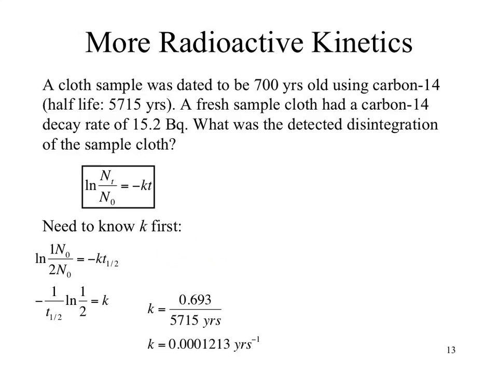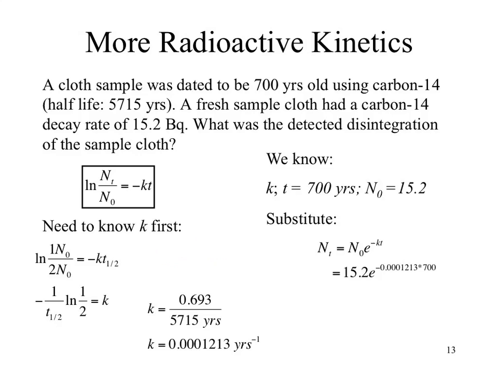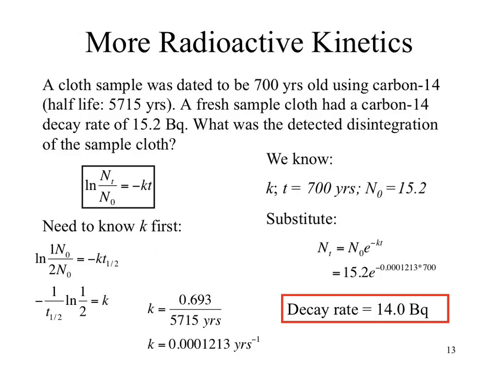Once we have the rate constant, now we can go back to solve what the initial question was. We want to know N sub T for this older sample. Okay, so what we can do, we know K, we know T. Our T in this case is 700 years because that's the age of the sample being tested. And we know our N sub 0 is our 15.2 becquerels. Plug our numbers in. And in theory, we get a decay rate of 14.0 becquerels.